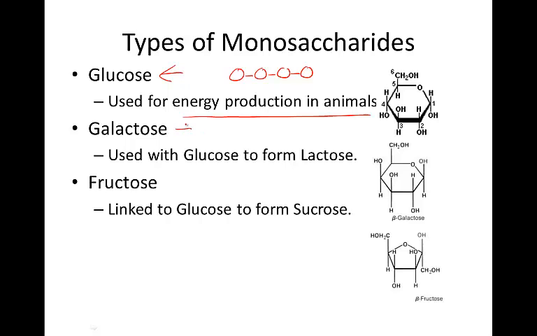There's also galactose, which when you bind it with glucose, you can make the disaccharide lactose, which is milk sugar. When you bind glucose with fructose, you make the disaccharide sucrose, otherwise known as table sugar. And we can see here 3 shorthand ways of writing out these molecules.